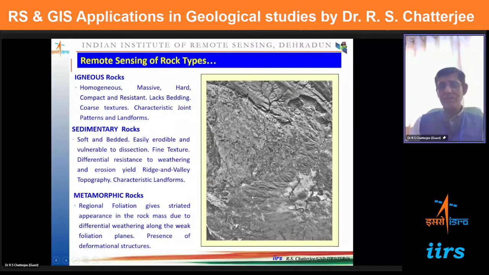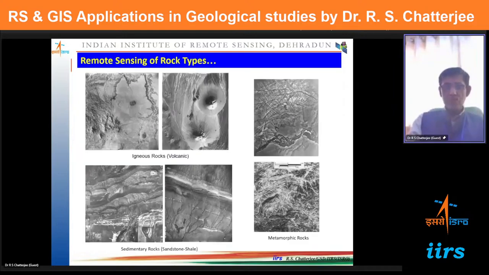In addition to that, because of the application of this stress, some structures are also developed, like folds, faults, joints, and fractures. So from that also you can interpret. Just for example, in the next page, you can see different kinds of rocks. You see the upper two samples are igneous rocks, and the lower two rocks are sedimentary rocks. You can see the layered appearance, they are soft, there is ridge valley topography, isn't it? There are a lot of drainage lines, so these are sedimentary rocks.